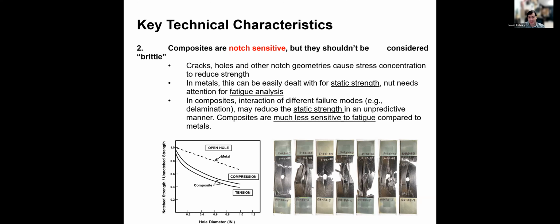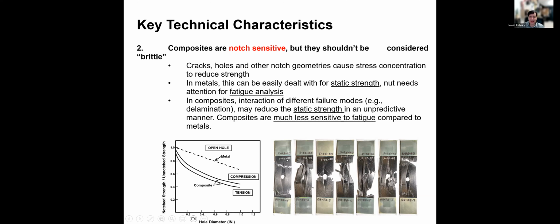That's understandable. In metals, we can predict that quite effectively, under a static load, not a cyclic load. The strength drops because you're removing part of the material as you increase the size of the hole. So the strength drops, and it's understandable, and you can predict that. But when you talk about composites, the strength drops a lot more than metals, and typically in a way that we cannot predict. So the effect of the notch is a lot more significant in composites.